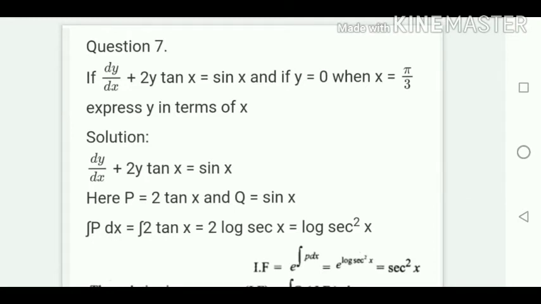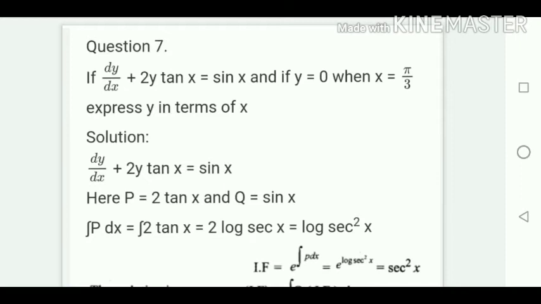Question number 7. dy by dx plus 2y tan x equal to sin x, and if y equal to 0, then x equal to pi by 3. Express y in terms of x. The question is in the form of dy by dx plus py equal to q. Here the value of p equal to 2 tan x and q equal to sin x.